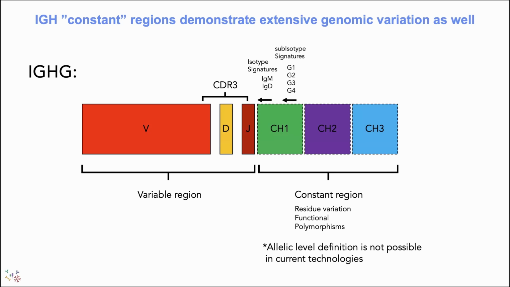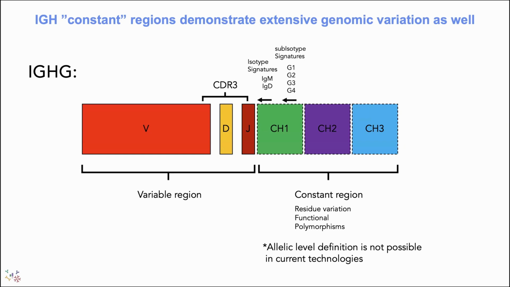And then there's the constant region that is encoded by CH exons. Almost all of the IGs have 3 exons. IgM has 4 exons. And it's sequencing signatures within these constant regions that determine the isotype of the antibody, whether it's an IgM, IgD, IgG, IgA, or IgE, as well as the subisotypes specifically within the IgG and IgA populations.